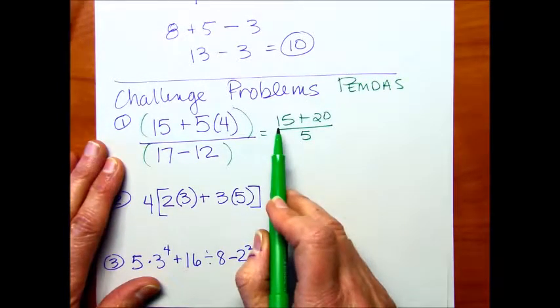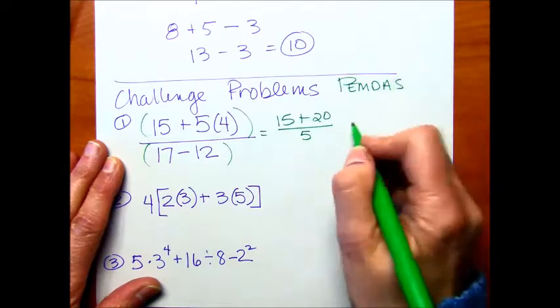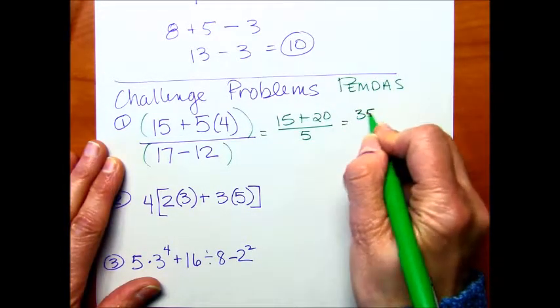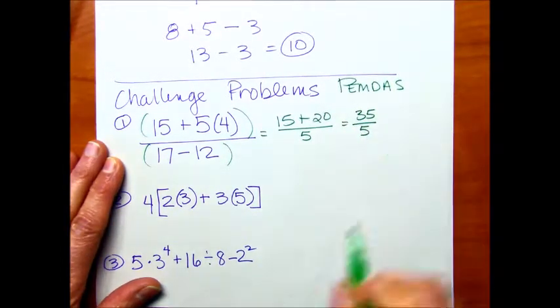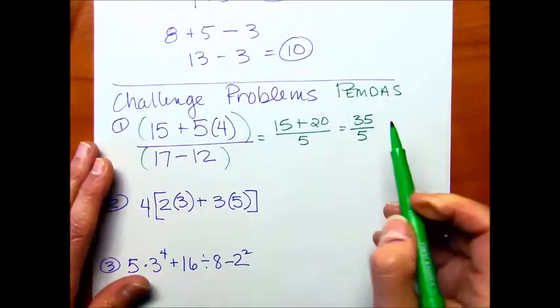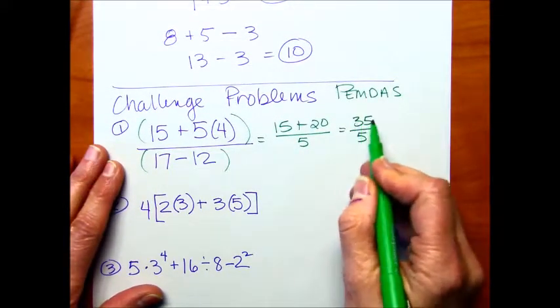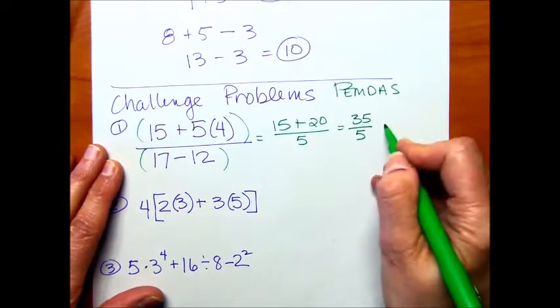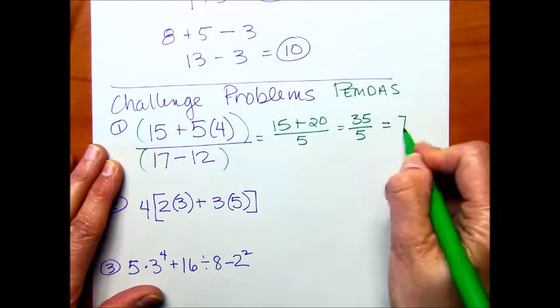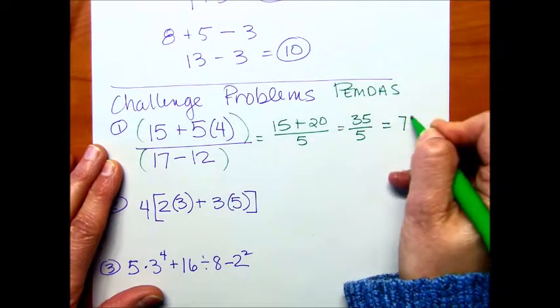So now we're going to continue. 15 plus 20, that's going to give me 35 divided by 5. Now I can go ahead and divide. So 35 divided by 5 is going to be 7, because 7 times 5 is 35.